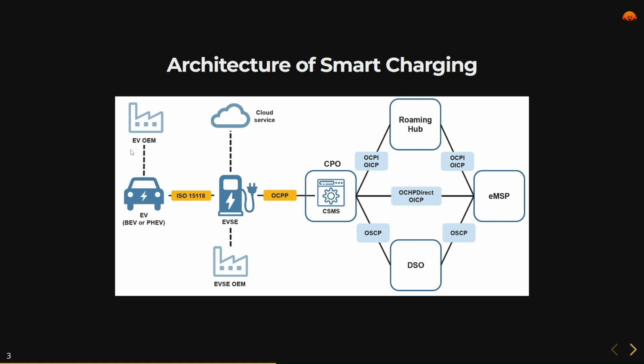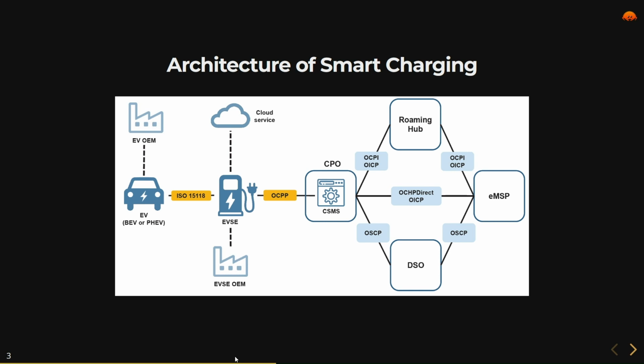The EV itself is an essential part of the system. It includes a battery pack and onboard charger that allows it to connect to the external power source for charging. The charging station consists of electric vehicle supply equipment through which the EV accesses the smart charging system. Communication between the EV and EVSE can be implemented using the ISO 15118 protocol.